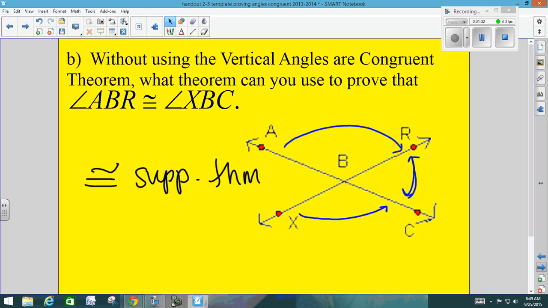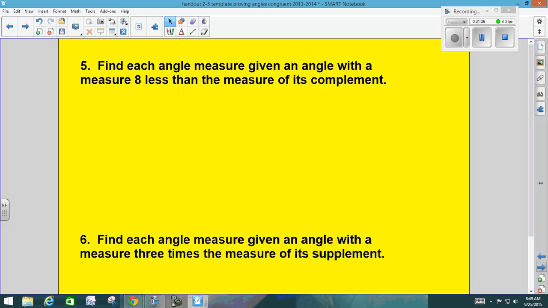All right, last two. Number 5: find each angle measure given an angle with a measure 8 less than the measure of its complement. We have to find the two angle measures given that one of the angles is 8 less than its complement. I'm going to show you how I like to set them up. You might set them up differently.